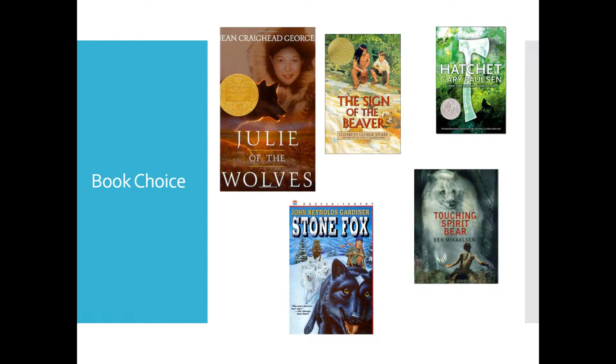The students then tell me their top 3, and I organize the groups based on their top 3 choices. Hopefully everybody gets their first choice. But whoever chooses Julie of the Wolves, I'll put them into groups of 4 or 5. And then whoever chooses Sign of the Beaver, I would put all of those students in a group, and so on.